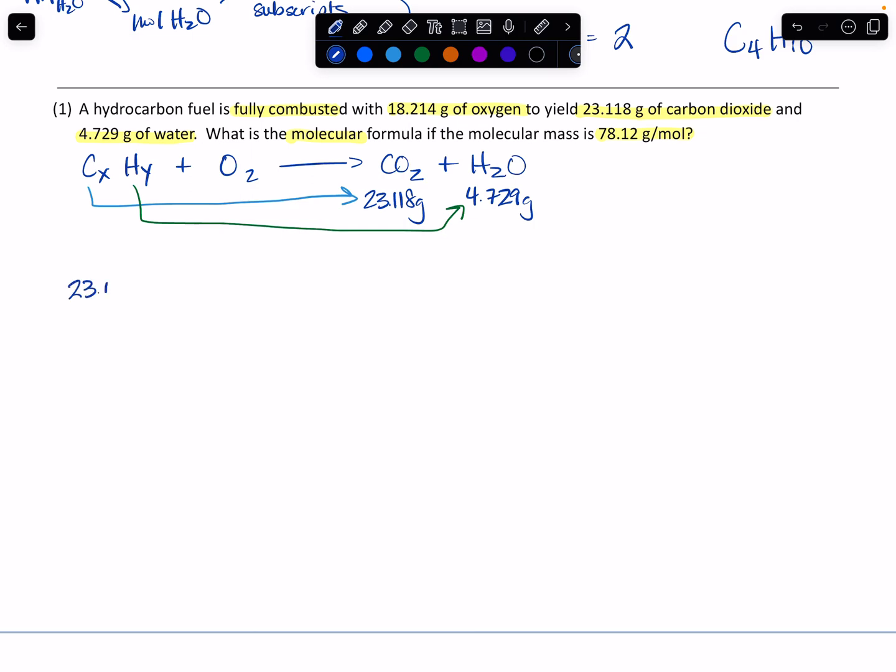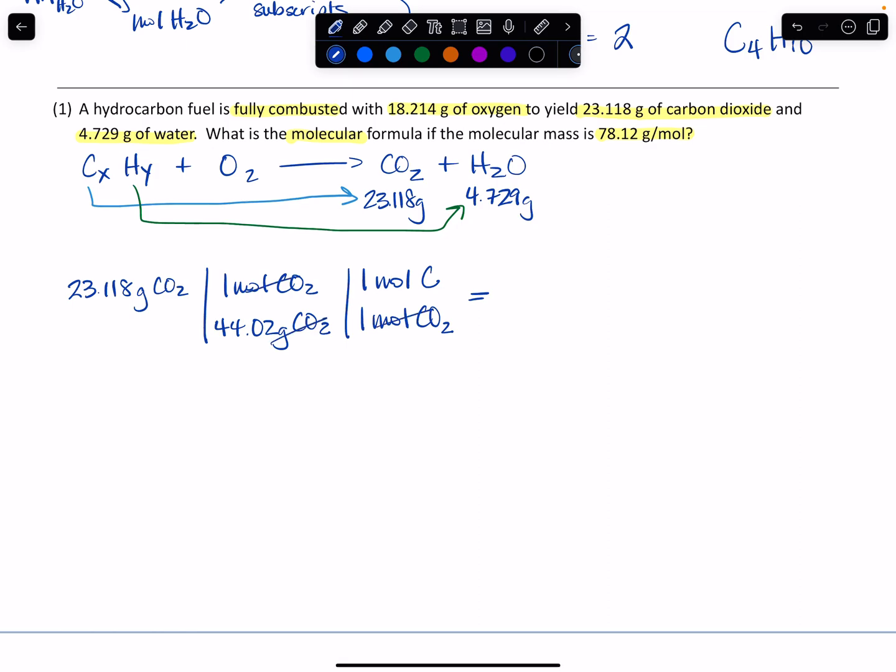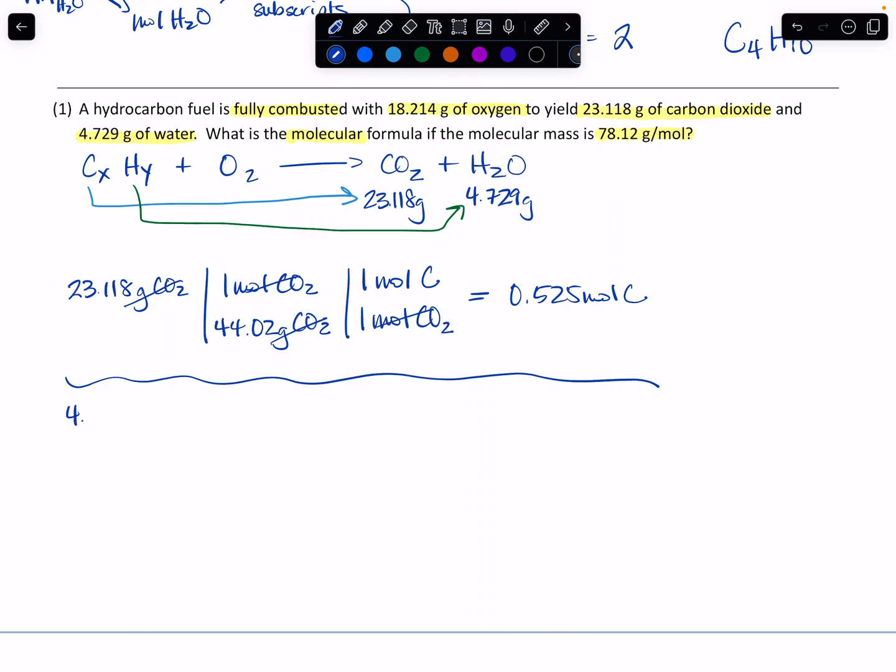So this is just mole conversions. So 23.118 grams of CO2. 1 mole of carbon dioxide has a molar mass of 44.02 grams. If you've done these problems as many times as I have, you will just know what the molar mass of carbon dioxide is. And then for 1 mole of CO2 molecules, I have 1 mole of carbon atoms. So that's our mole ratio step. We check our moles of CO2 cancel, grams cancel, and we're left with 0.525 moles of carbon. Actually, I should have a couple more digits there, but that'll be okay for right now.